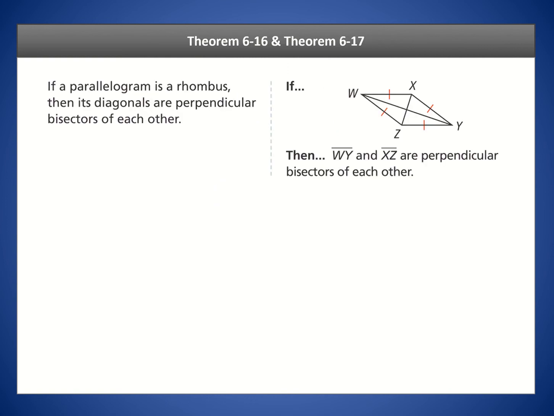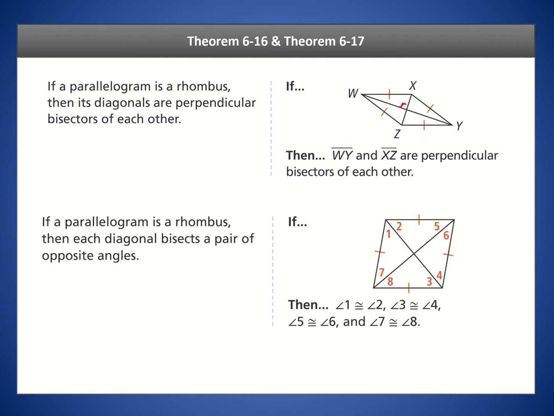Theorem 6.16 was the one that we first proved, which stated that if we have a rhombus, the diagonals are perpendicular bisectors of each other. They're 90-degree angles. This is actually the one that we just proved. And the bottom one is theorem 6.17, which is the one that we proved earlier as well. It's that the angles here are congruent, that the diagonal bisects the angle in half.